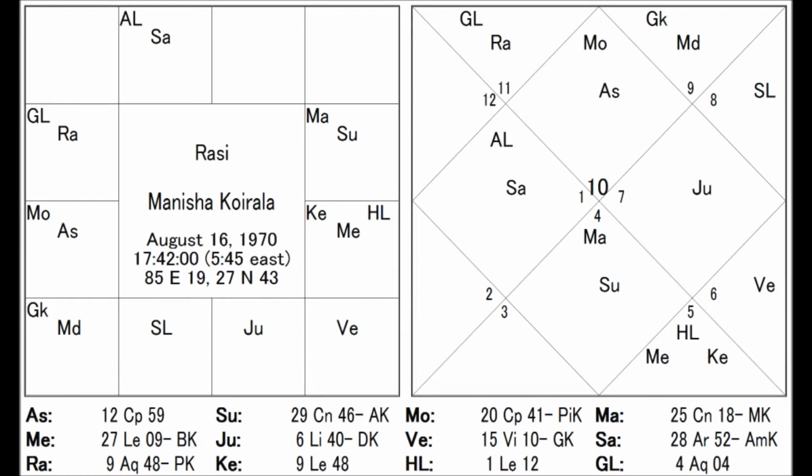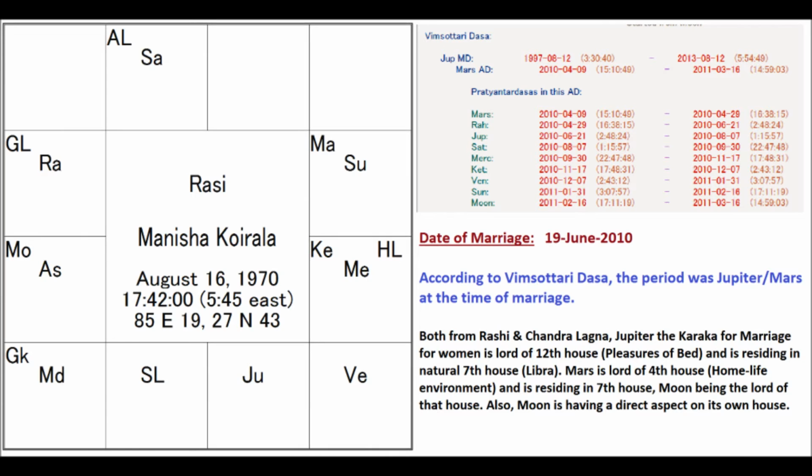Now let's take the example of Manisha Koirala, the Bollywood actress. She was born on 16th August 1970 and her date of marriage was 19th June 2010. First and foremost, you look at the Vimsottari Dasa to see what the Mahadasa is, and whether that Mahadasa is cooperating for the native to get married between the age of 22 and 36.